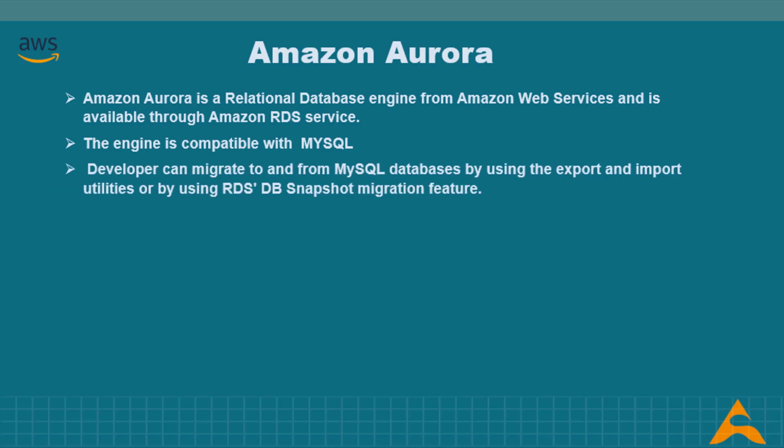Amazon Relational Database Service manages Aurora databases by handling provisioning, patching, recovery, backup, and other tasks. A developer can migrate to and from MySQL databases by using the MySQL dump and MySQL import utilities, or by using the Aurora DB snapshot migration feature.